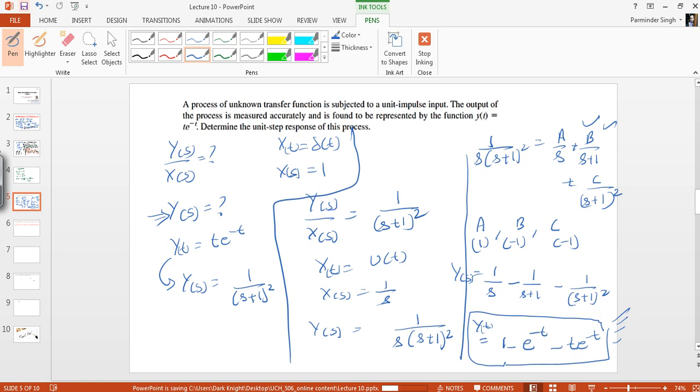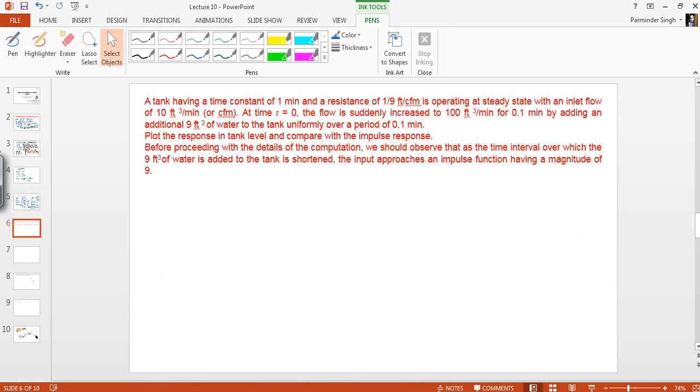Moving further. Now, this is a good question. Read the question very carefully, because once you understand the question, it's very easy to solve. If you are not able to understand the question, then it becomes quite difficult to solve. The question says a tank has a time constant of 1 minute.